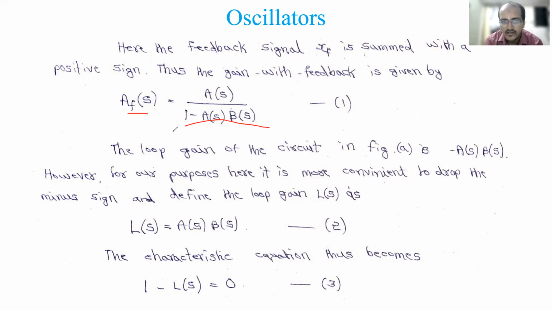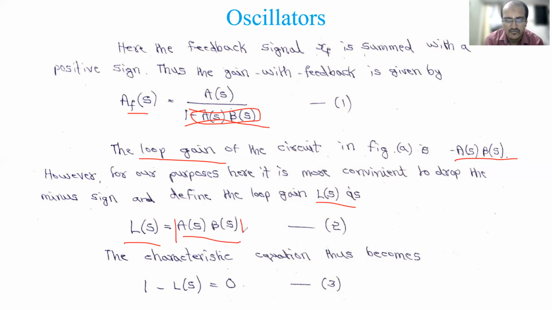The loop gain of the circuit in figure A is minus A into beta. The loop gain is only this term, the 1 minus or plus A beta term, and together we call it the overall gain or gain with feedback. This loop gain term will be used for setting the criteria. However, for our purposes it is more convenient to drop the minus sign and define the loop gain as L of S, which, dropping the minus sign, is A of S into B of S. Normally it is taken as magnitude, and when you take the magnitude, the minus sign goes away automatically.